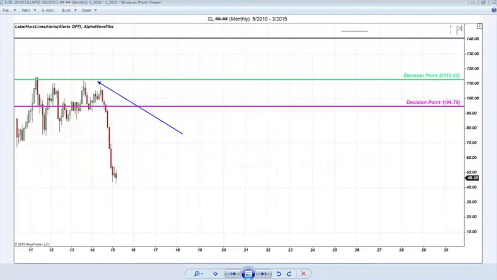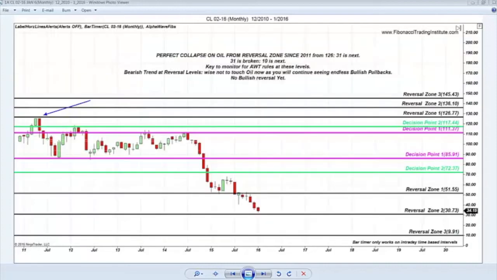This is oil in 2014, 2015. Bright green line is a key Fibonacci target, as you learn in the course. This is oil monthly chart, present in the trading room since 2011. This is oil in 2016. Reaches trend reversal on monthly chart. Oil at 30 level. Oil at trend inception.